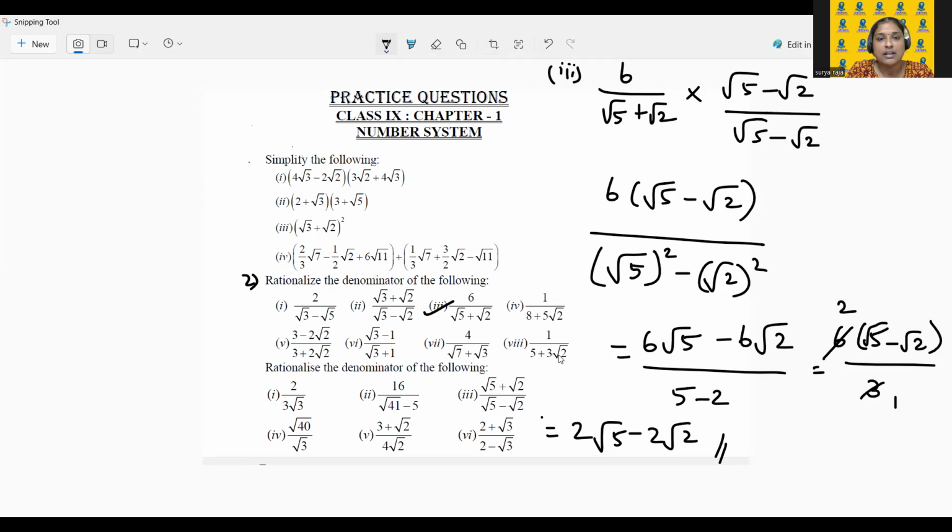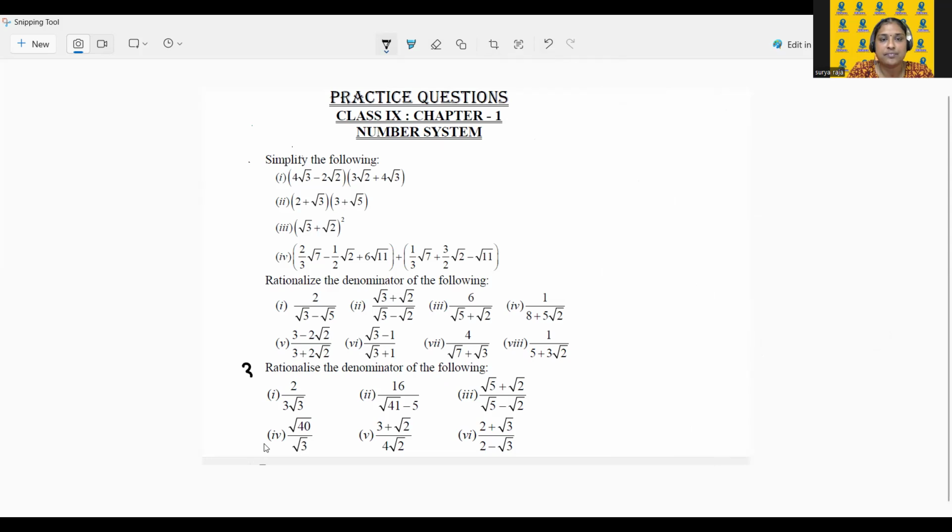So you can continue the same for the remaining sums. So let me take you to rationalize the denominator of the following. Question 3.